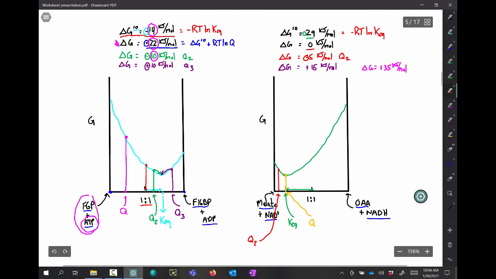Positive 15. We're back to a positive, okay? But 15 relative to the positive 29 here, that means that it's smaller value, okay? And we know that we started our reaction for that, positive 29, we started it here. So positive 15, because it's a smaller value, would be closer to equilibrium, but it would still be to the right of KEQ, so it would be somewhere right around here. And that would be Q3.